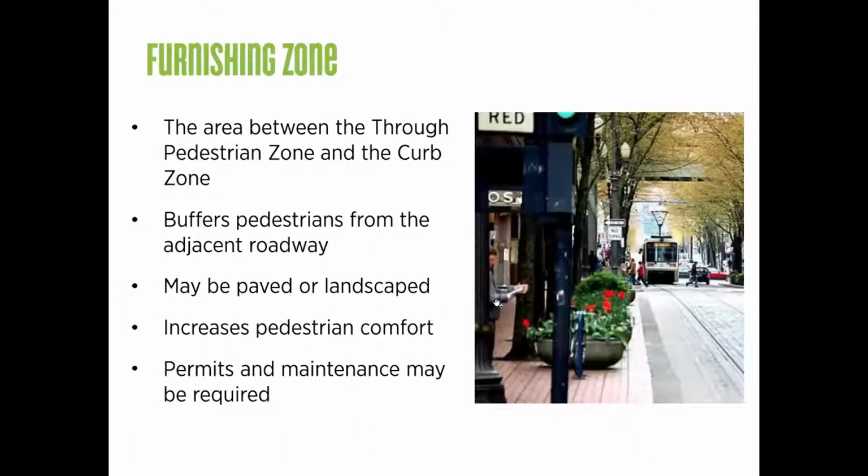Next, moving towards the street again, on the other side of the through pedestrian zone is your furnishing zone. So this is where you're going to see your bike racks, your street signs, that sort of thing. But it also acts as a buffer between pedestrians and the roadway. So the city is actually kind of flexible with how you can use this space. This example here on the right is from downtown Portland. You'll see that they've got these beautiful planters in the furnishing zone, and that not only enlivens the area, but it also buffers pedestrians from traffic, including the MAX trains barreling down the street.